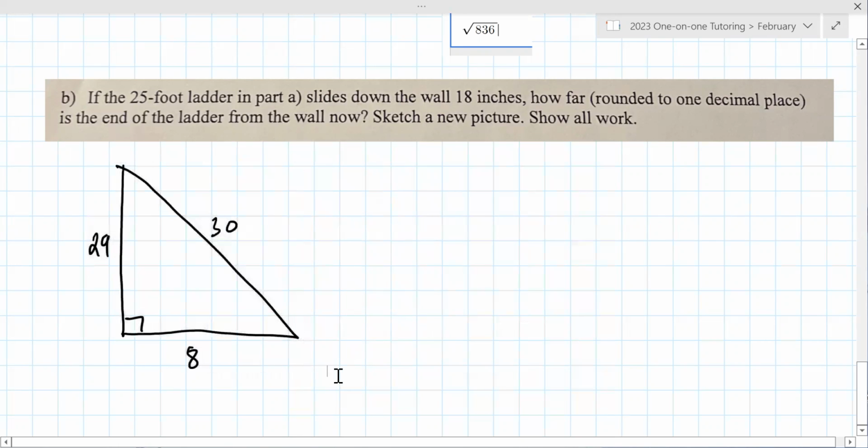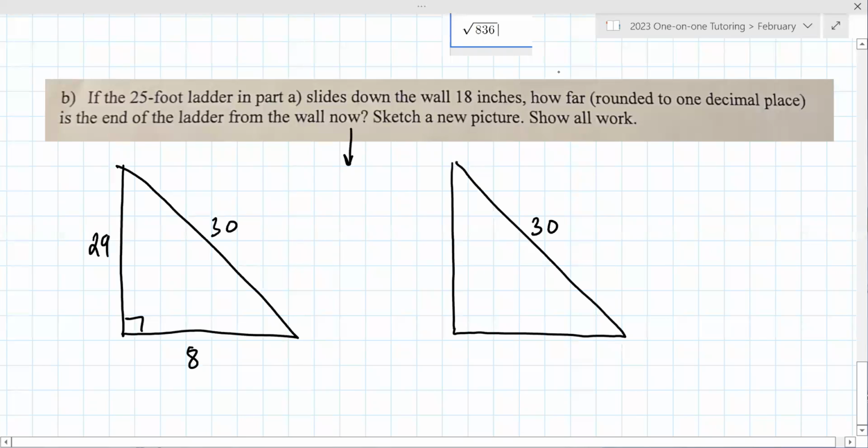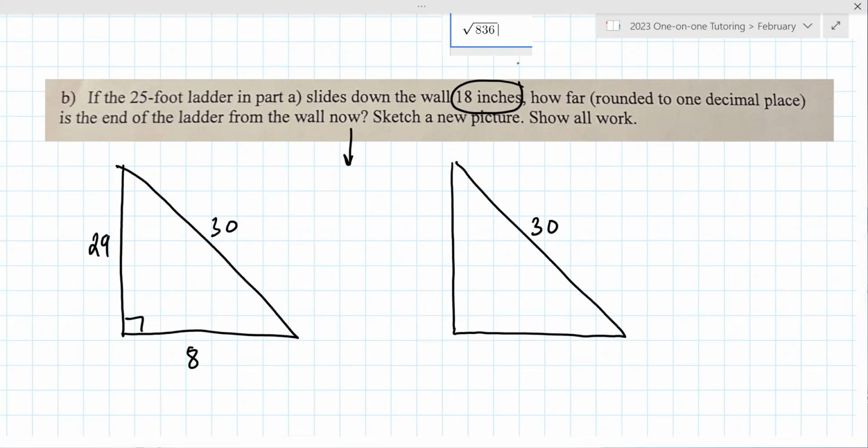Yeah. Now here's what happens. The ladder slides down the wall. Okay, so it slides down 18 inches. Now we got to convert that to feet. Do you remember how to convert inches to feet?